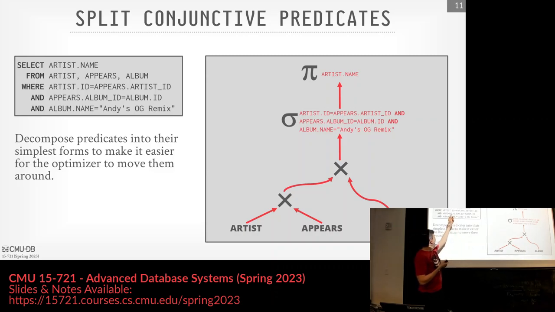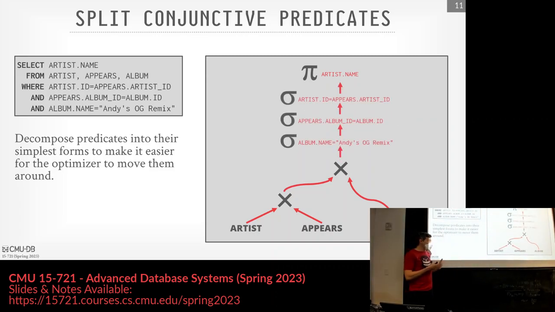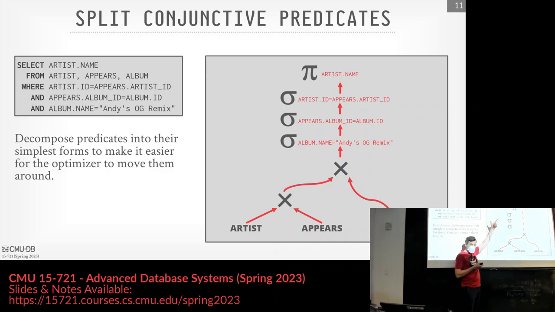Because again, we have this where clause, where we have three predicates. And so if you just convert this directly from the SQL statement or the parse tree into relational algebra or a logical plan, you would have a single filter operator with all the conjunctive clauses in the predicate. So in this case here, you simply break them up based on the ANDs, and you have three separate filter operators, each of which corresponds to some portion of the where clause.